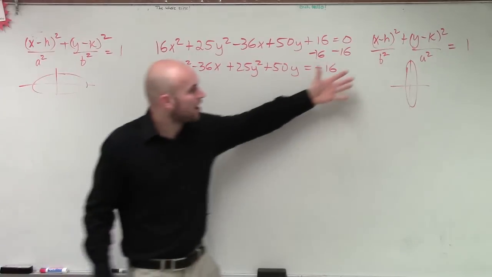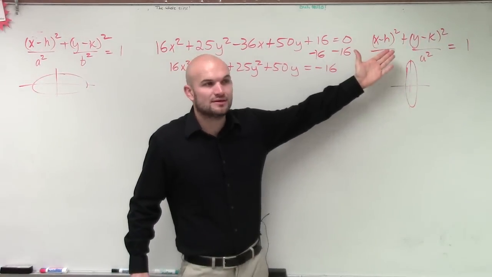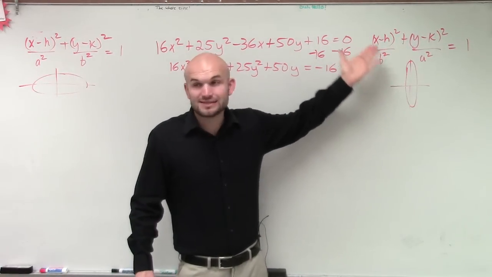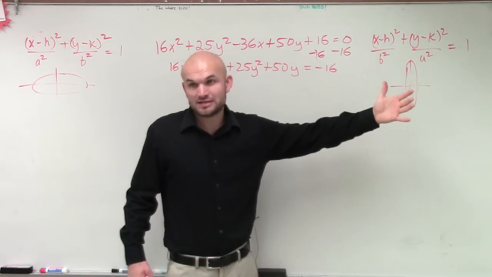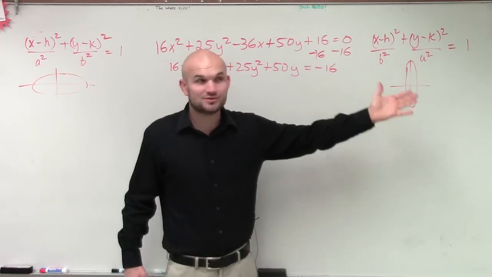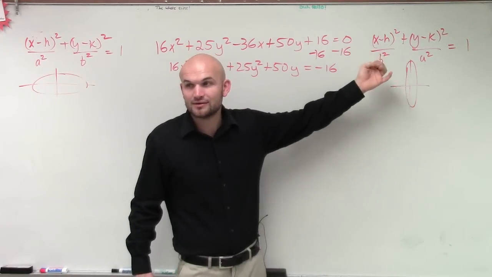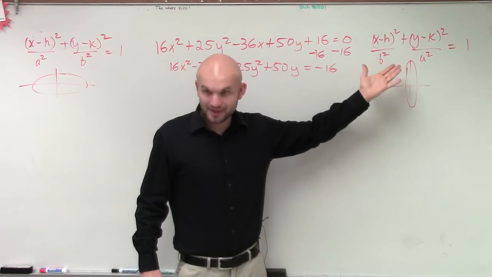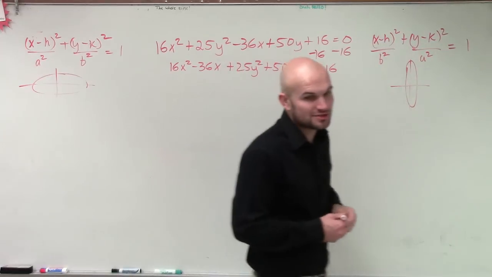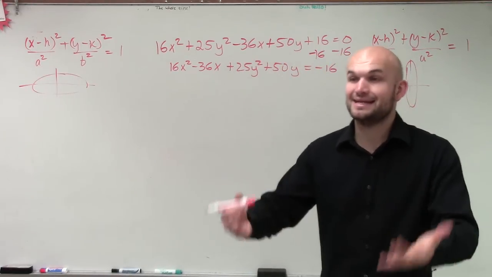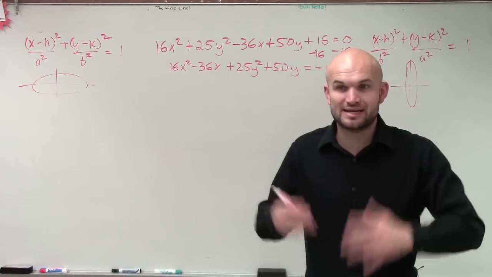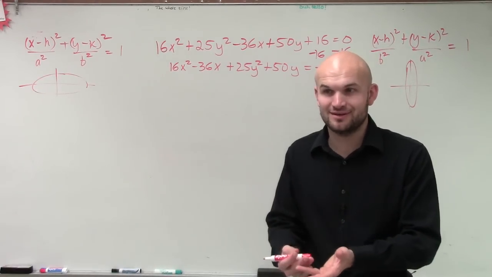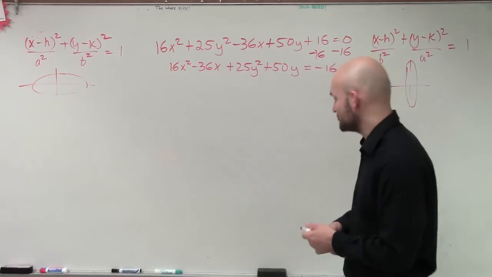But our problem is our equation has a binomial squared, right? This says (x minus h) squared. That's a binomial squared. So does anybody remember the process we had to use to get a binomial squared? Completing the square, right? To do completing the square, we had to create a perfect square trinomial. Does anybody remember the formula to create a perfect square trinomial? B divided by 2, squared.